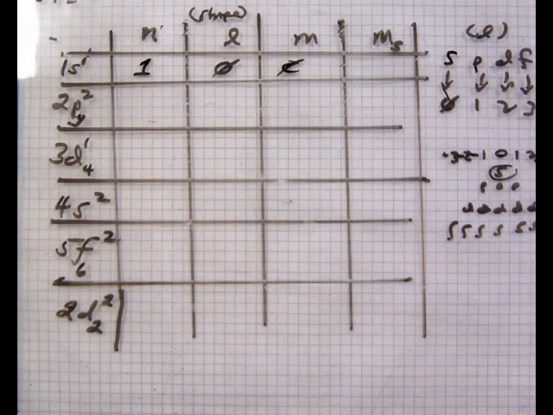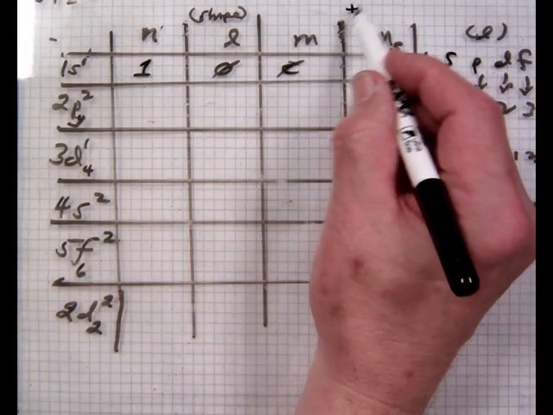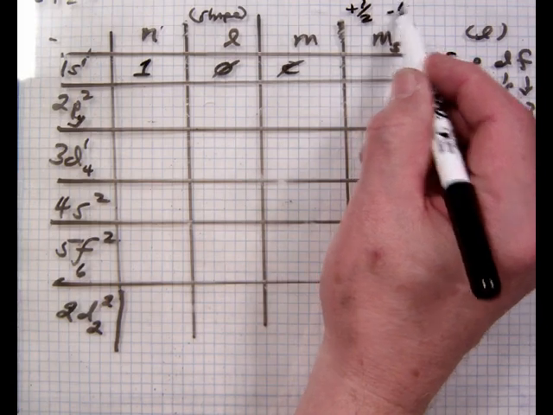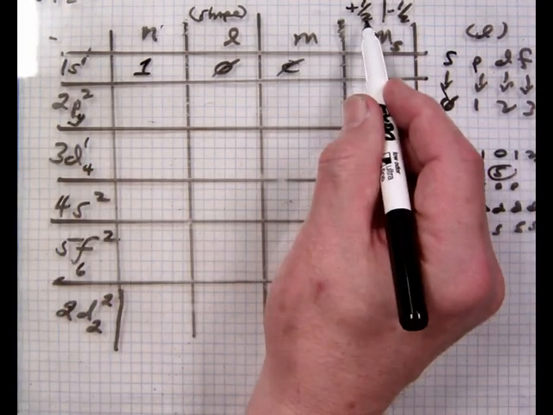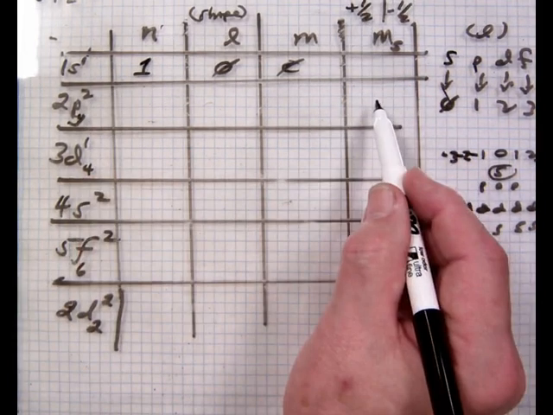Now it has a 1 up there. Don, what do I put? Plus 1/2 or minus 1/2? You understand? What's the spin quantum number? It's either going to be plus 1/2 or minus 1/2. If it's 1 electron up here, it's plus 1/2. If it's a 2, it'll be a minus 1/2.